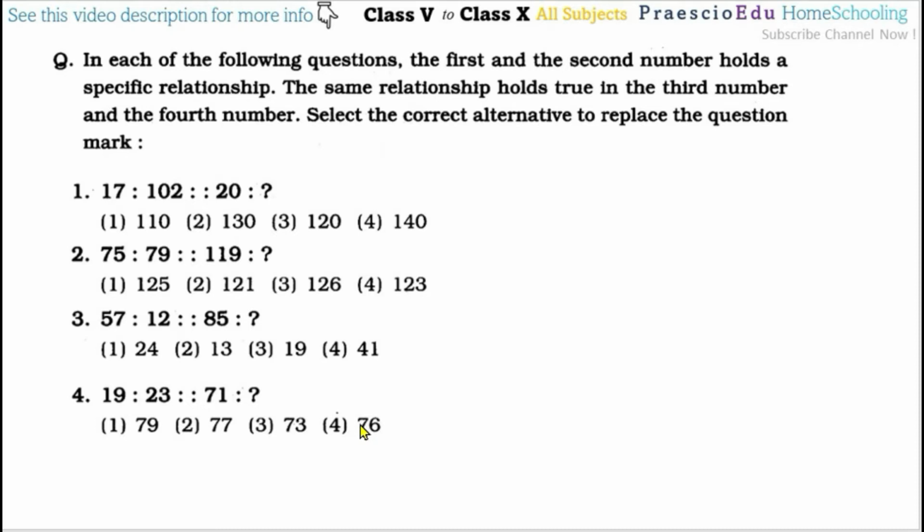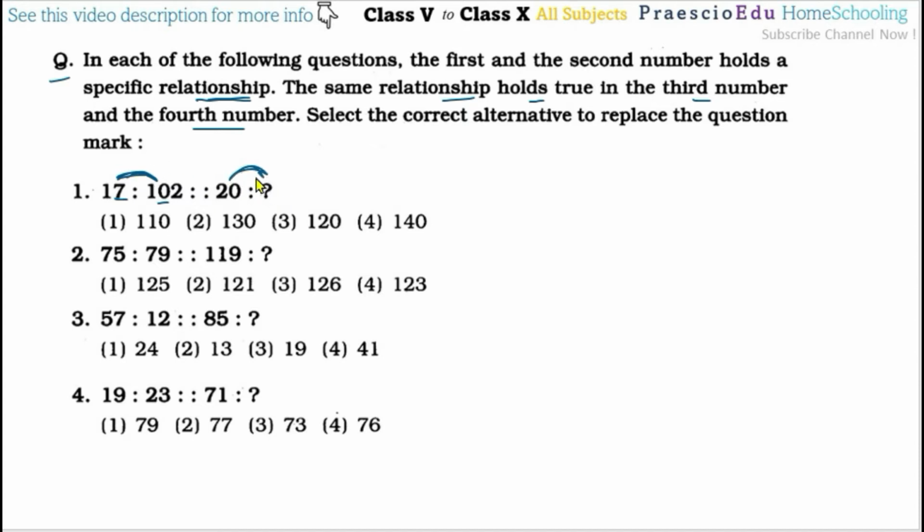There is a common instruction in each of the following questions. The first and the second number hold a specific relationship. The same relationship holds true in the third and the fourth number. Select the correct alternative to replace the question mark. So the first and second numbers have some relation between them, and the same relation holds in the third and the fourth. That is true. Okay.